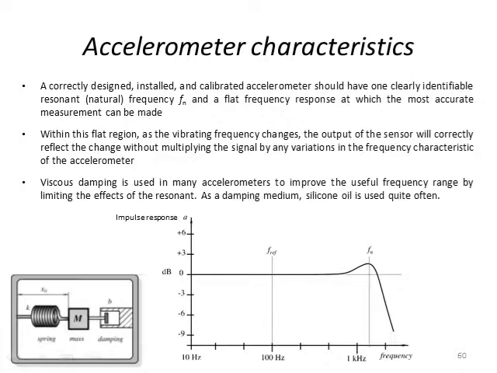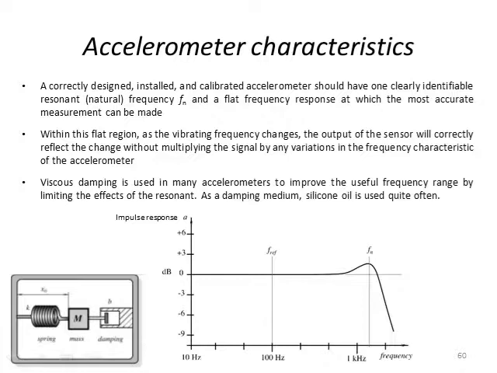Okay, within this flat region, as the vibrating frequency changes, the output of the sensor will correctly reflect the change without multiplying the signal by any variations in the frequency characteristic. So what that means is the transfer function of your system should not affect the output frequency change when the vibration is changed due to a change in acceleration to the frame.